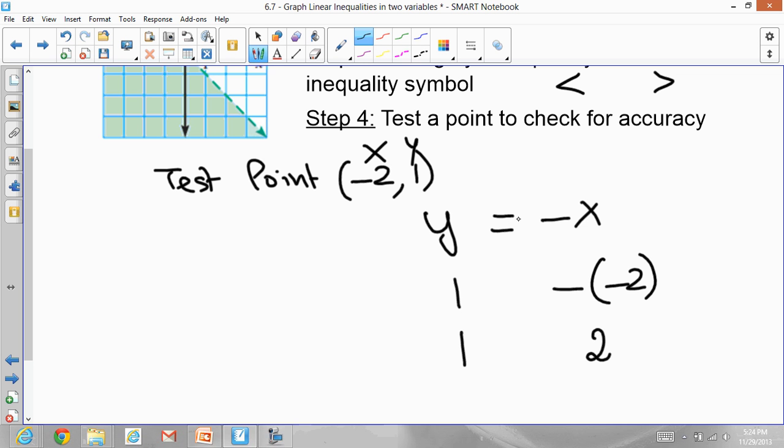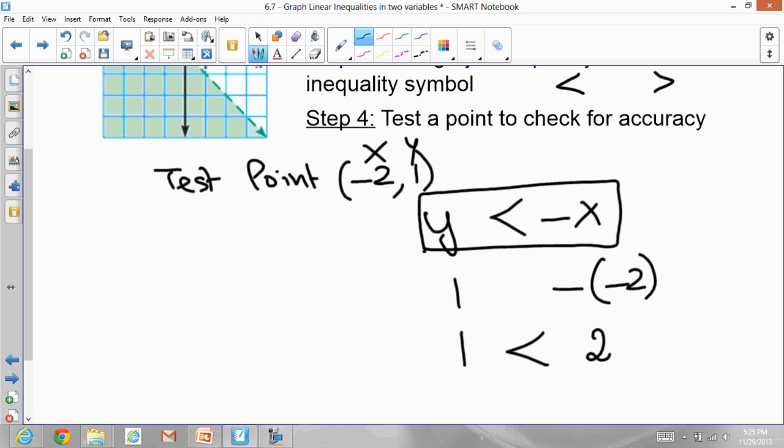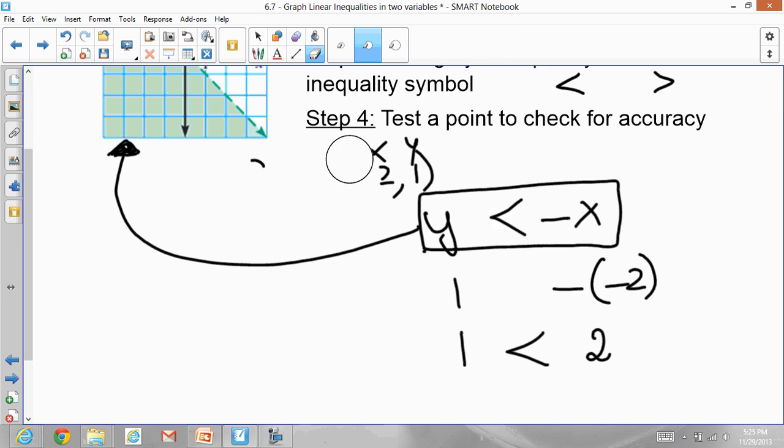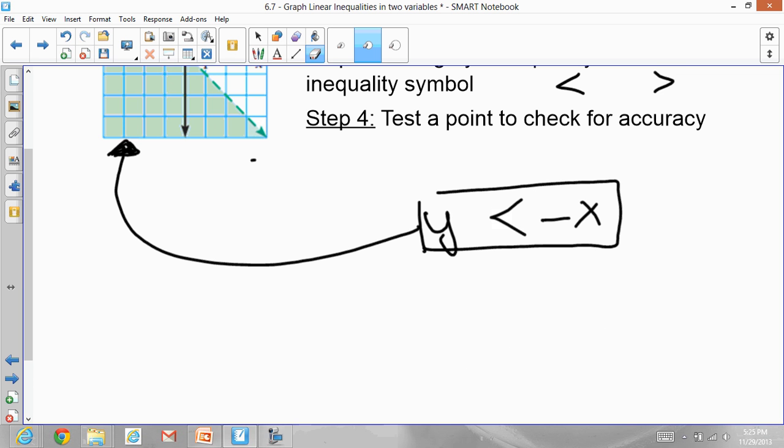Now instead of an equal sign, remember I have to choose between these two. So now I'm thinking 1 and 2. 1 is less than 2. Which means I'm going to go back over here and change my inequality symbol to look like this. And this is the inequality that goes for this graph. Multiple steps are involved in the question, and you have to make sure that you understand everything. So this will be the answer for this graph.